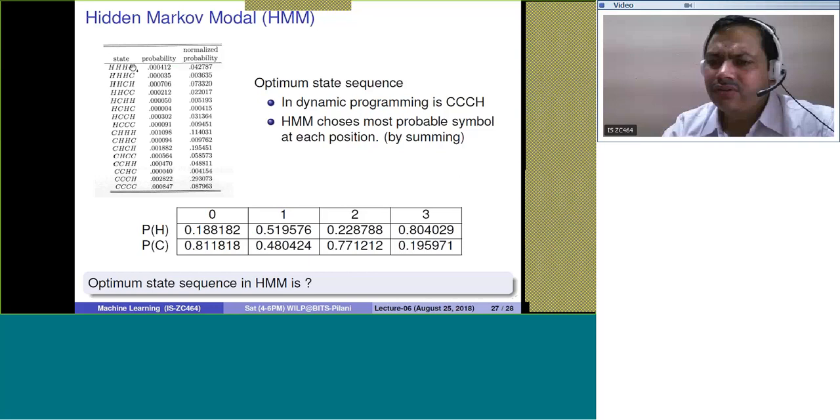Now here, for the 0th day, first day and second day, at the third location, if you want to find the probability of hot and cold, you find the summation of these two things, then these two, then these two, then these two, and you see the summation is going to be 0.2287.